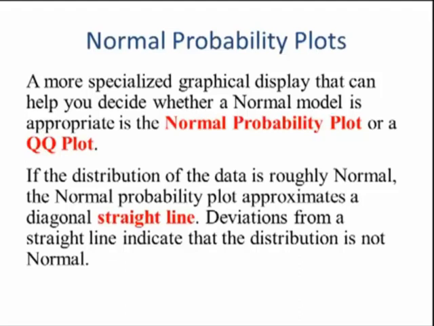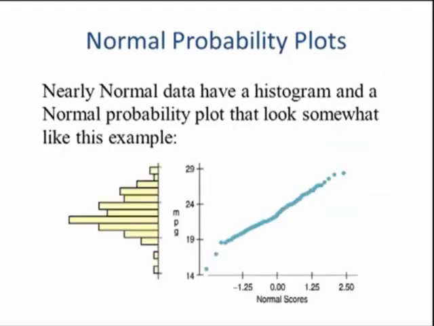If the distribution of the data is roughly normal, the normal probability plot approximates a diagonal straight line. Deviations from the straight line indicate that the distribution is not normal. Let's get a visual. Nearly all normal data have a histogram and a normal probability plot that looks somewhat like this example. Here we have our histogram, and this is what the probability plot, or QQ plot, looks like. It appears to be a straight line.